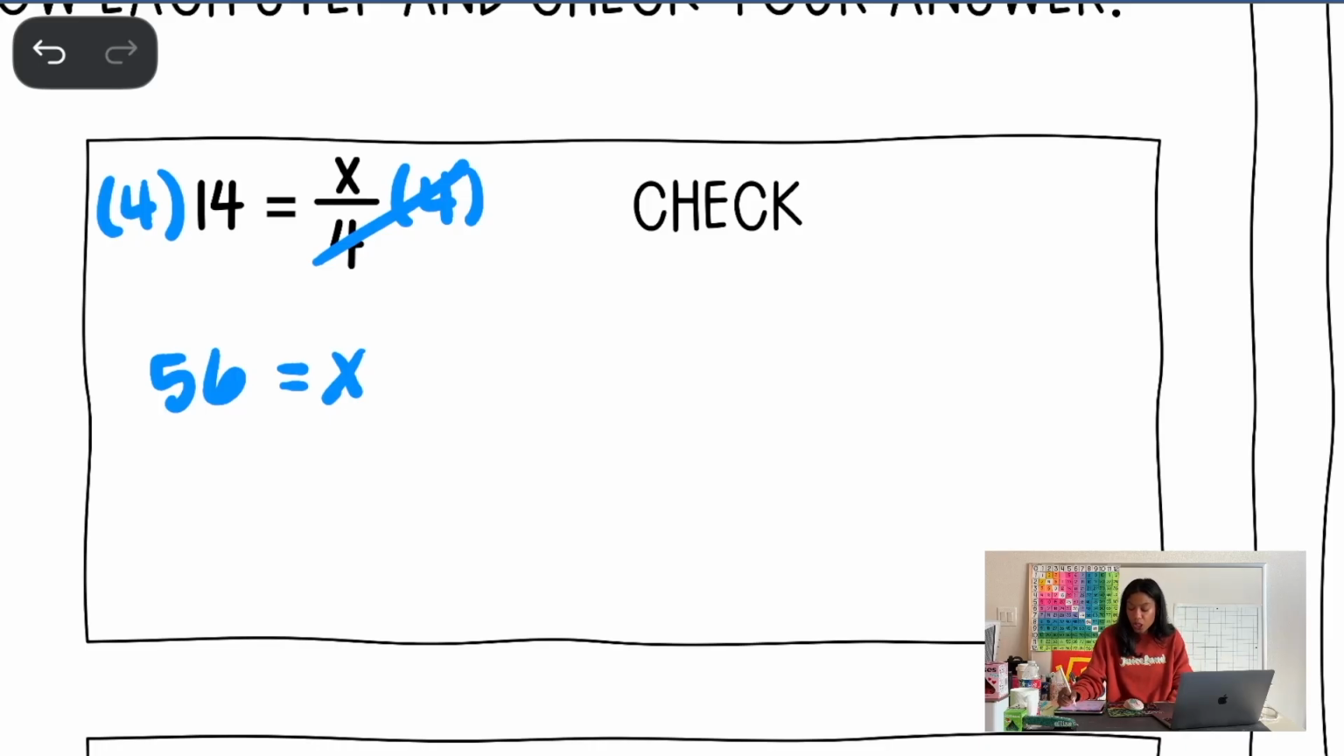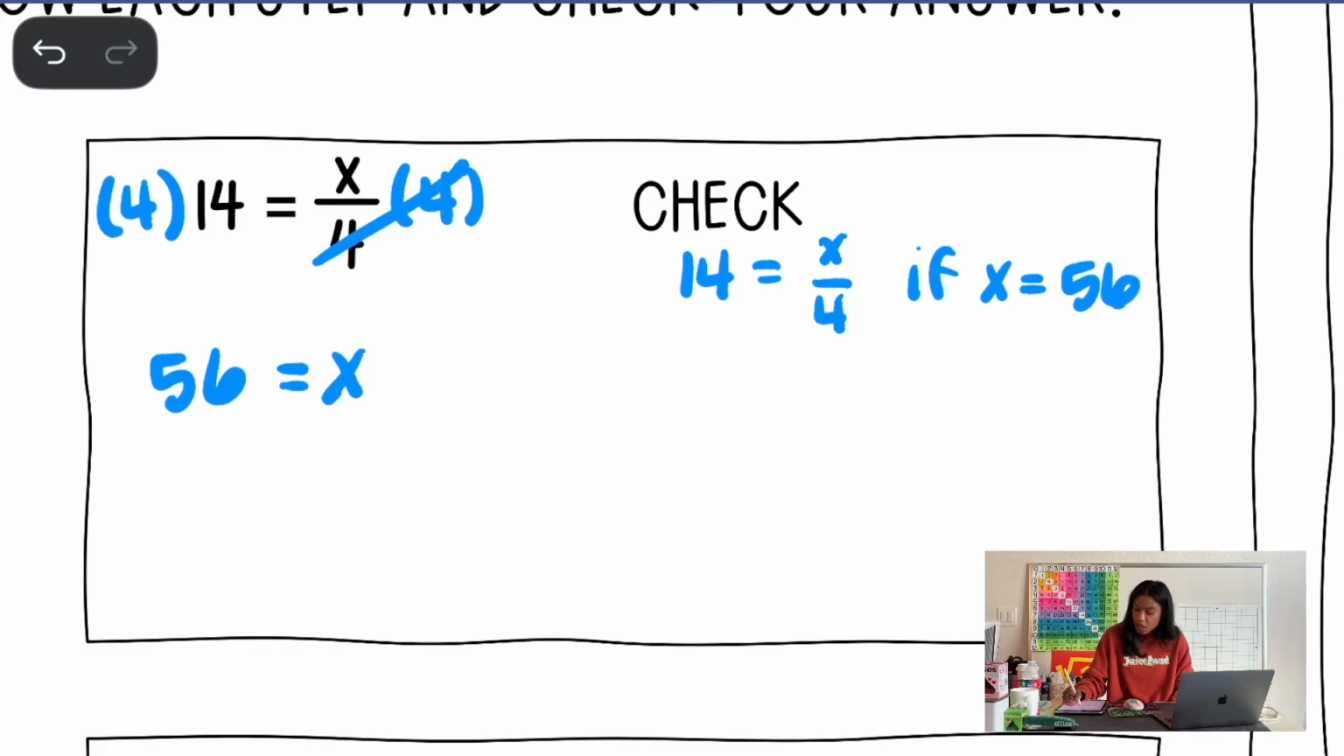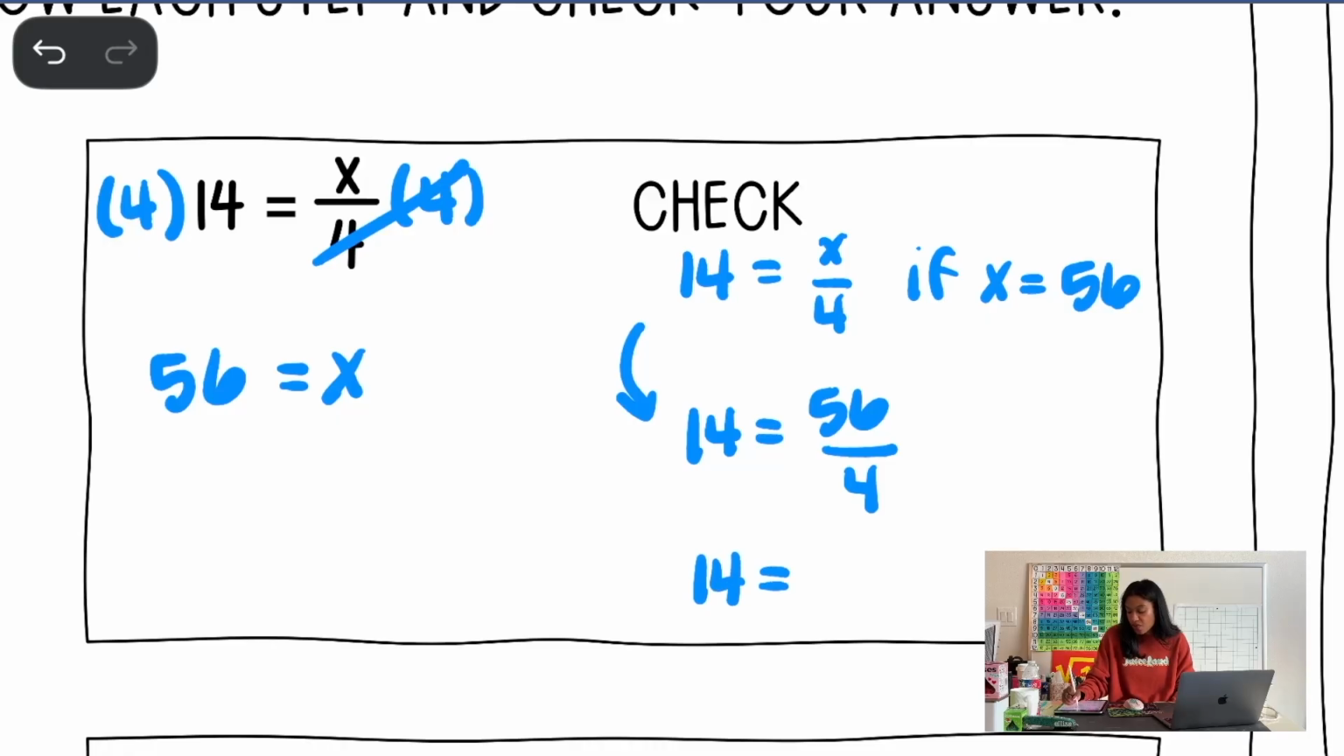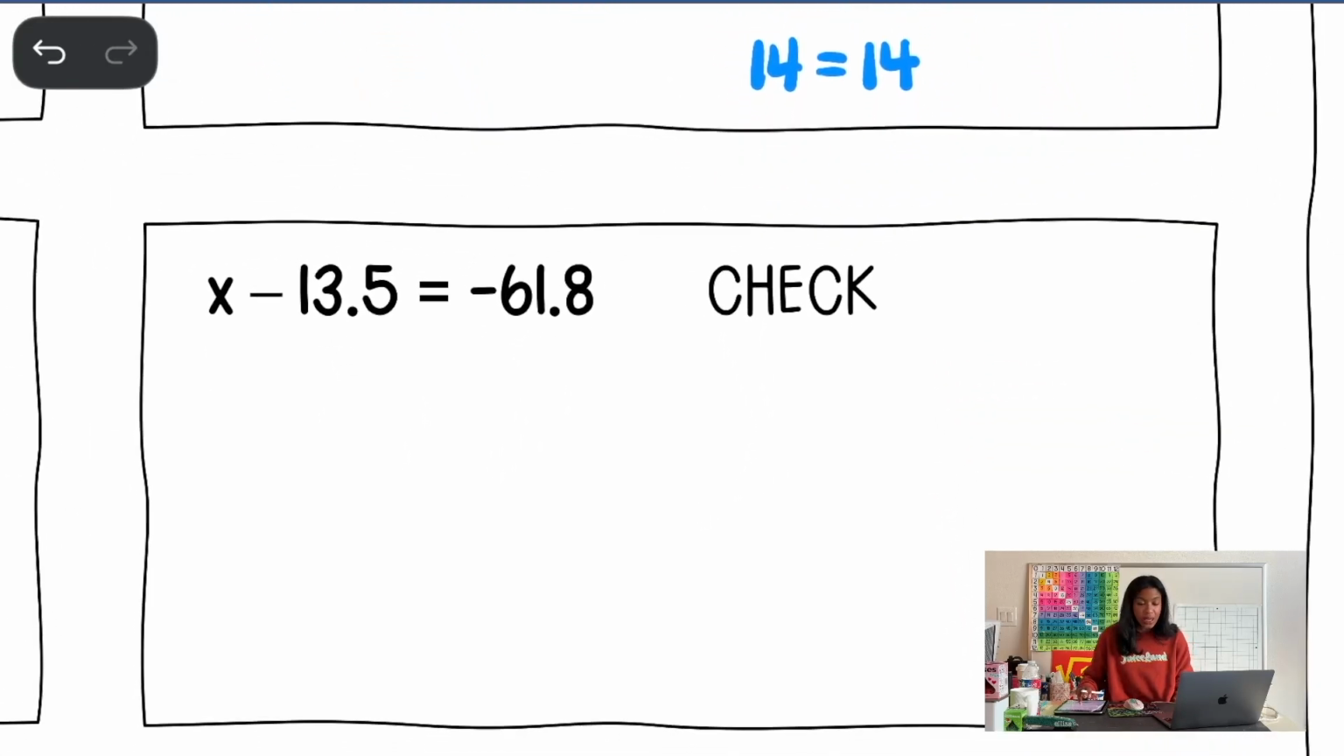So I'm going to check 14 equals x over 4 if x equals 56. And I'm going to again come down and now substitute 56 in for x. So 14 equals 56 over 4. And my last line does need to say 14 equals 14. You can check with the calculator. I am not going to be hung up on you using a calculator. You do get a calculator in algebra class. So if you need to use a calculator for 56 divided by 4, please use the calculator. Double check with the calculator. Not mad at it.